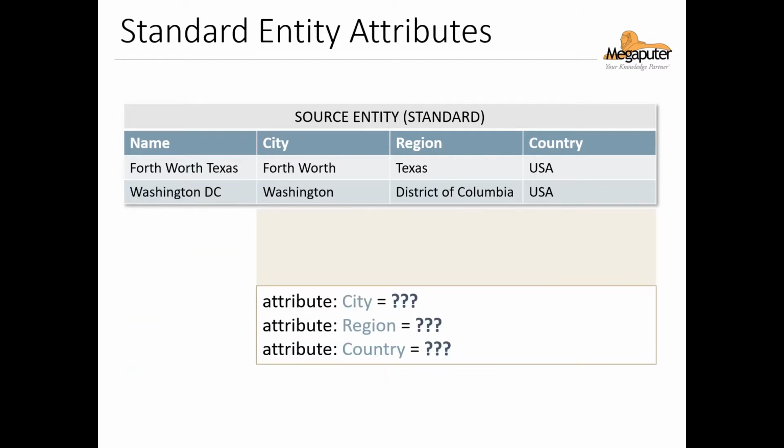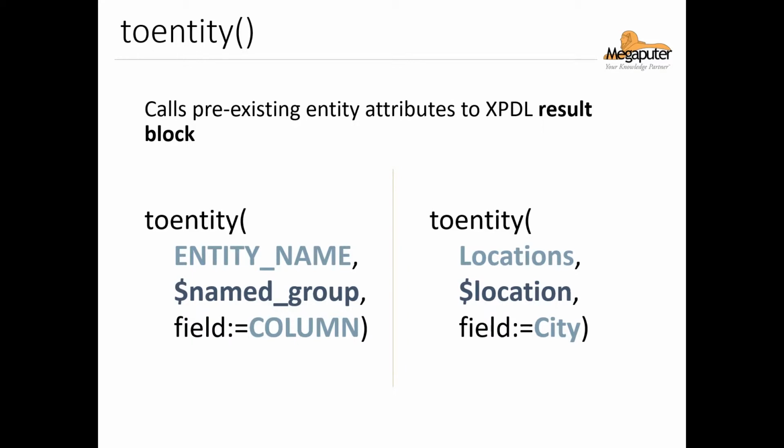Now, to return any of the other columns in this dataset as attributes, we'll need a special output function for our result block. And that output function is called toEntity. So the toEntity function is used to call pre-existing entity attributes. It's used exclusively in the result block of an XPDL rule. And it allows you to specify the exact attribute or column that you'd like to place into your structured data set.